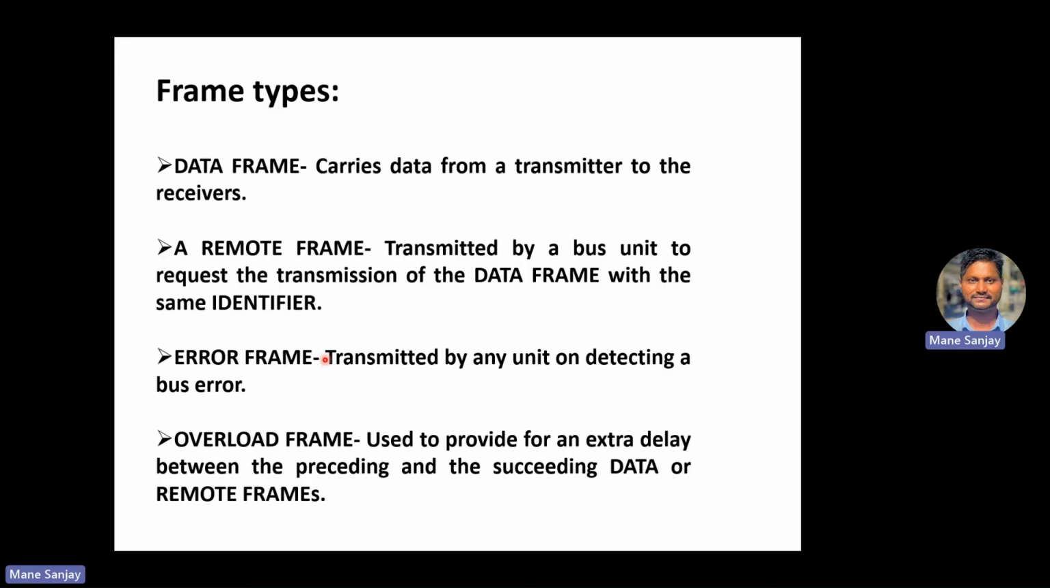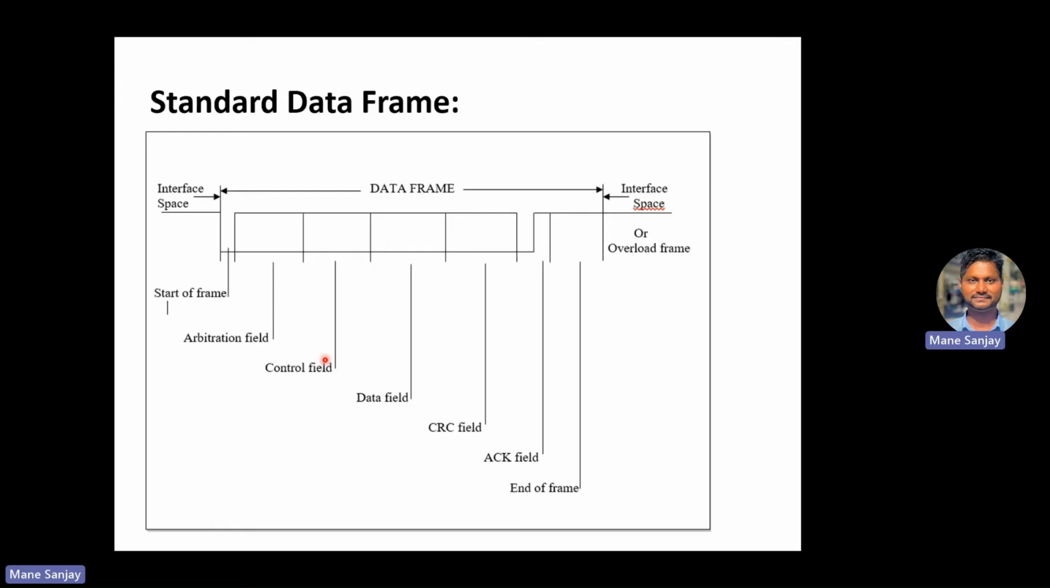The overload frame is used to provide extra delay between two frames, between the preceding and the succeeding data or remote frames. If I'm sending two frames consecutively, there should be some distance or time between them, and that is provided by the overload frame. So let's see the data frame: what the different fields are and how the data frame looks.